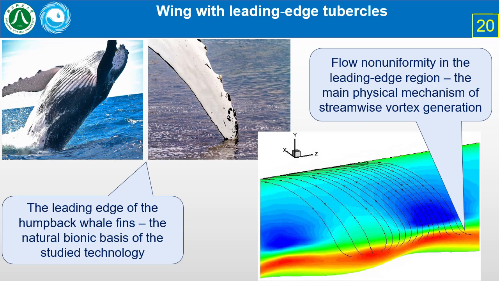The first engineering object of our consideration is a wing with leading edge tubercles, inspired by the leading edge of the humpback whale fins, which is the natural bionic basis of the studied technology. And the main physical mechanism of streamwise vortex generation is the flow non-uniformity in the leading edge region.